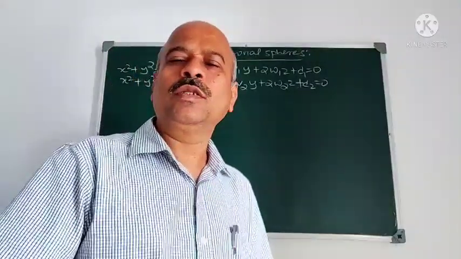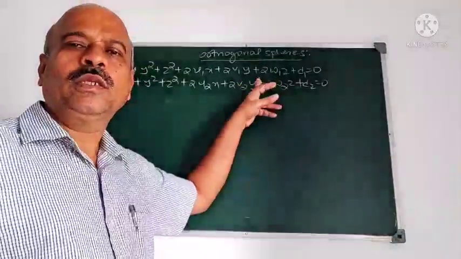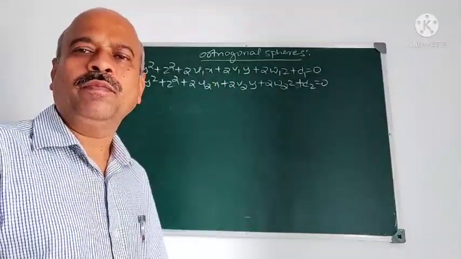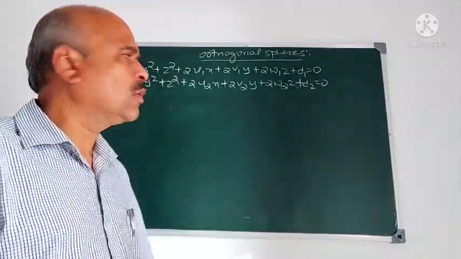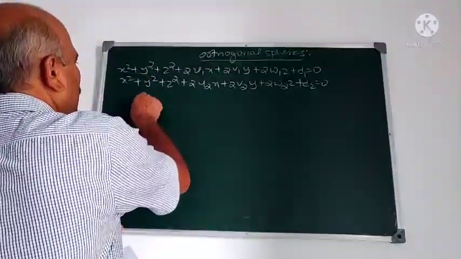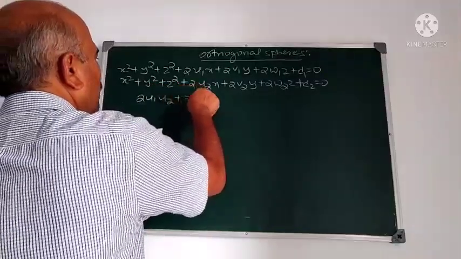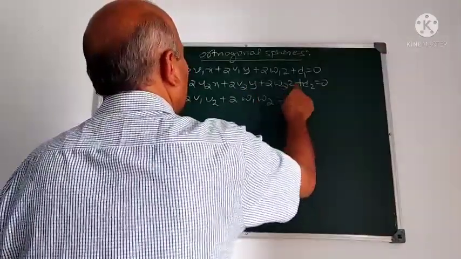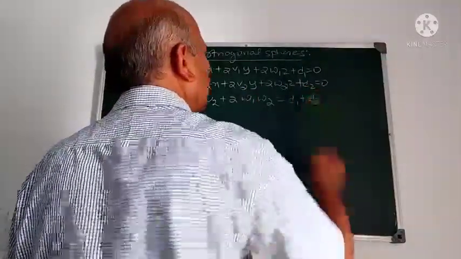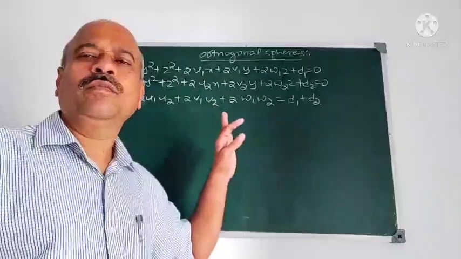Topic is orthogonal spheres. I have already derived the condition for two spheres to intersect orthogonally. Two spheres in the standard form intersect orthogonally. What is the condition? 2u1u2 + 2v1v2 + 2w1w2 = d1 + d2. This is the condition for two spheres to intersect orthogonally.